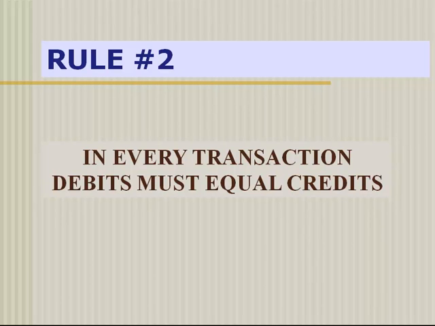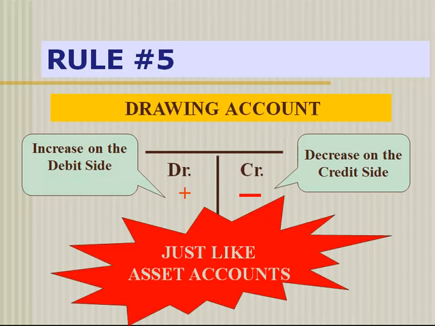All right. So in every transaction, you have to have a debit, and you have to have at least one credit in every transaction, and the value of those debits must equal the value of the credits. Not the number, but the value. Okay? That's rule number 5.